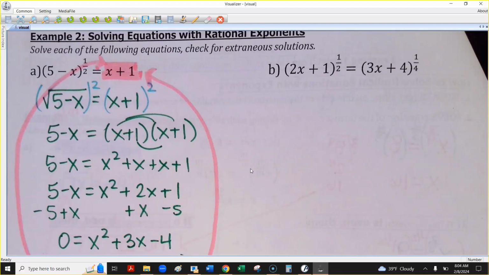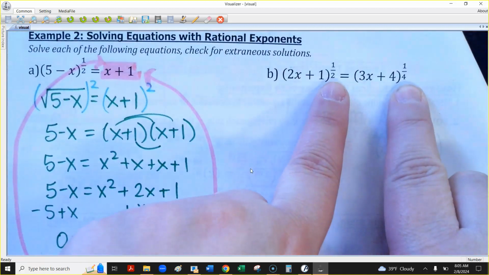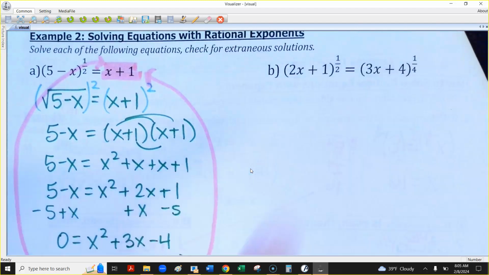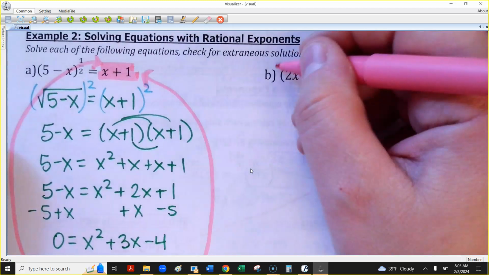I just don't want to mess around with a fraction exponent. So could I think of a number I could take both sides to, so maybe my exponent would be an integer instead of a fraction? What do you think? Exactly. If you get 2 like this, try to think of the lowest common denominator between the two of those, which would be 4. We're going to take both sides to the 4th power.